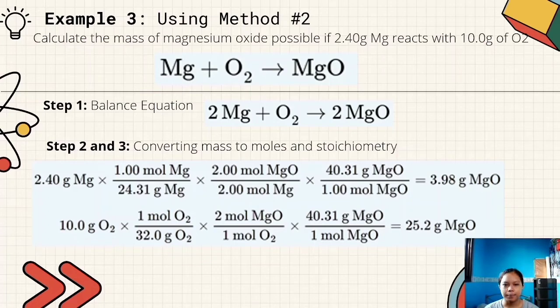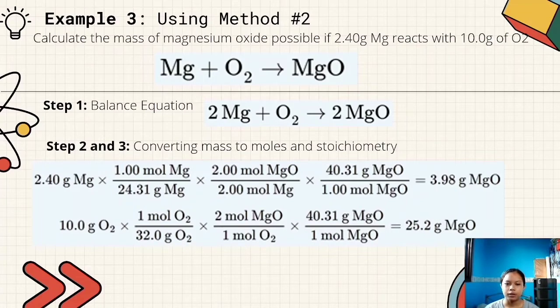For the last example, we use the second method. Here, we have a chemical reaction. Magnesium reacts to oxygen gas to produce magnesium oxide. We can see that it is not balanced yet, so we will add 2 in the magnesium and 2 in the magnesium oxide so that it will become balanced. After that, we will convert mass to moles and stoichiometry.